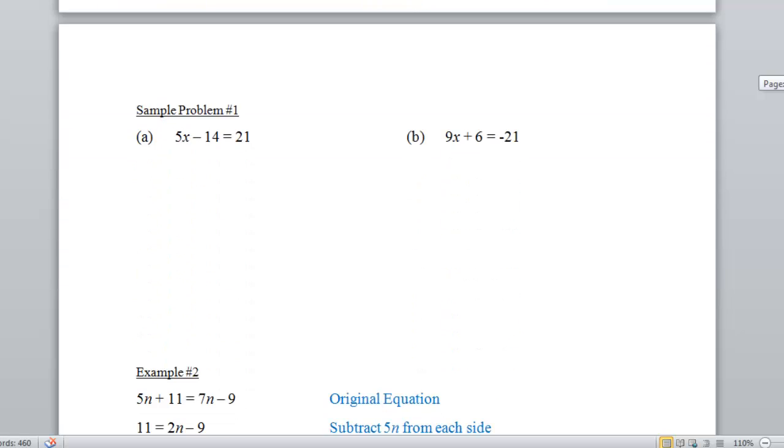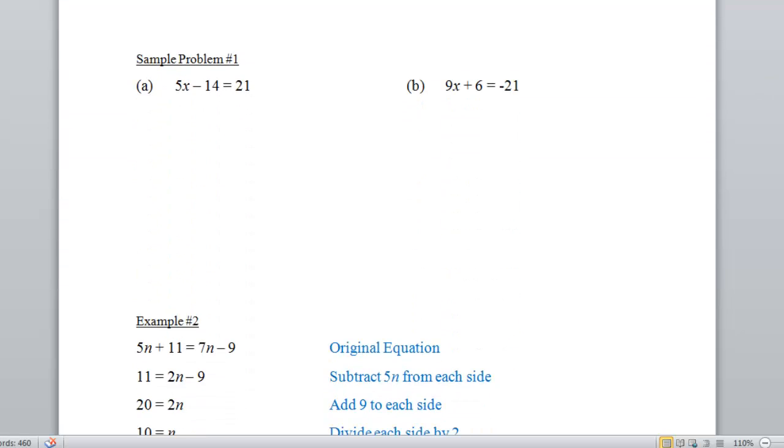Algebra 1. At this point in time, why don't you go ahead and pause the video and work Part A of sample problem number 1. Use the example above as needed, and get x by itself.